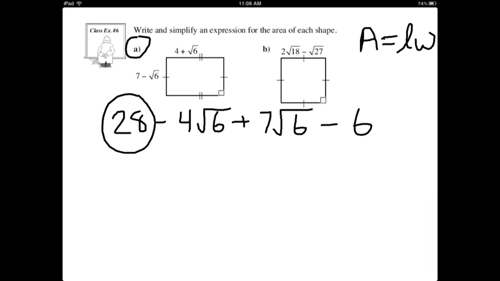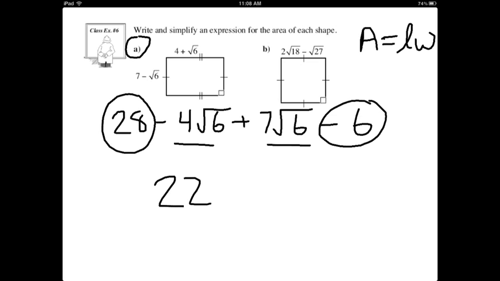From here, all you need to do is collect your like terms. We have a couple whole numbers. We have a couple of radicals where the radicand is the same. So 28 minus 6, that's just going to be 22. And you have negative 4 root 6 plus 7 root 6. That's going to be a positive 3 root 6. Check to see if you can simplify it. This can't be simplified, so this here is your answer.